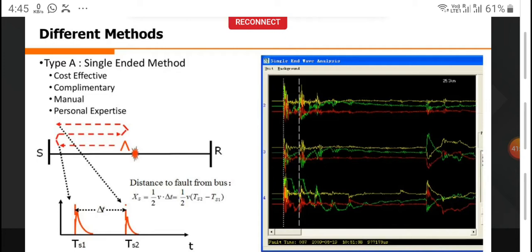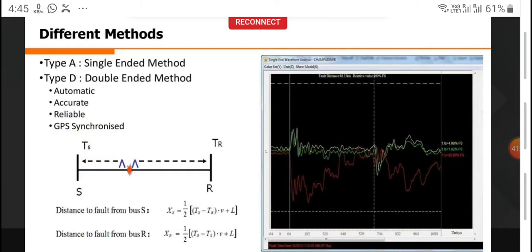This is one of the reasons why this particular method could not take flight, because it requires great manual expertise to pinpoint a particular fault. Due to the reasons that I just said, this method was not quite popular. Then came the double-ended method.